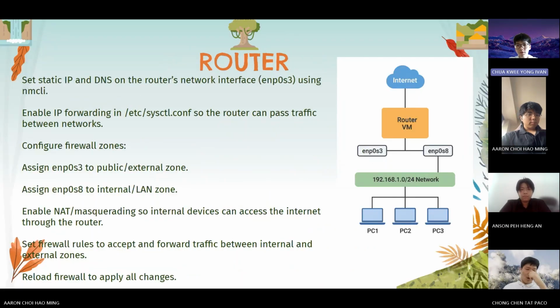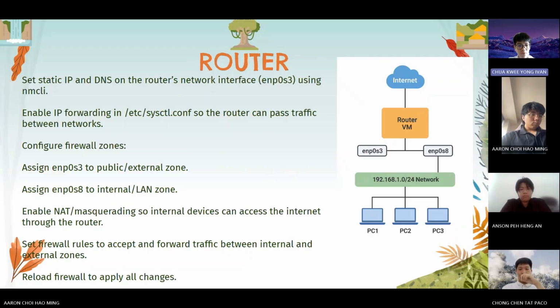Okay, moving on to the router configuration steps. First, we set static IP and DNS on the router's network interface enp0s3 using nmcli. Then we enable IP forwarding in /etc/sysctl.conf so that the router can pass traffic between networks. IP forwarding allows the router to route traffic between interfaces such as from internal to external network.